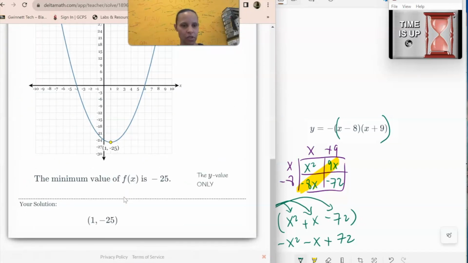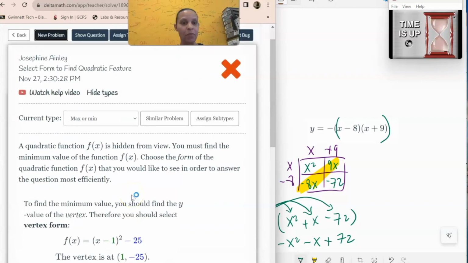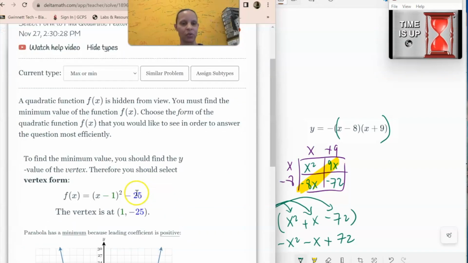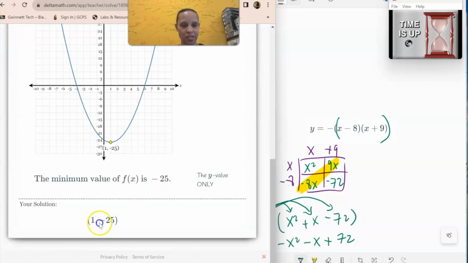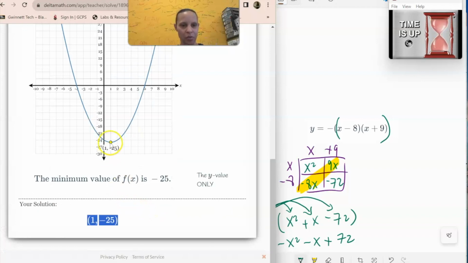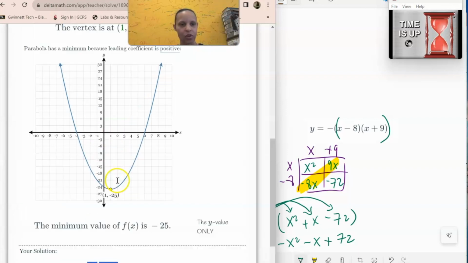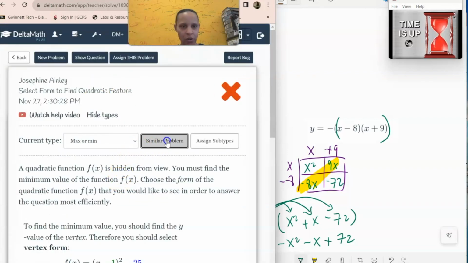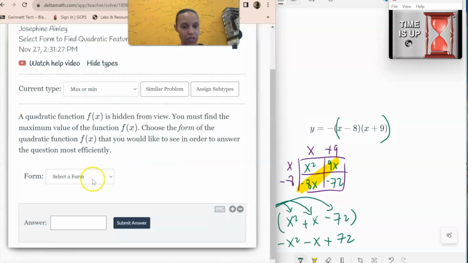Did I need to do something else? Oh, they're just asking me what the minimum value is. I'm sorry, I did not read the question. So I wrote down what my vertex was, but the question is, where does my minimum occur? So my vertex is at 1, negative 25. That minimum is going to be at negative 25, the y value. So I apologize. I'll do another question. I obviously should read. That would help.